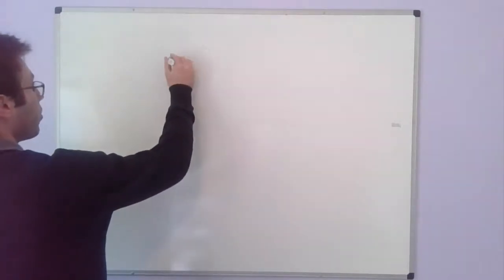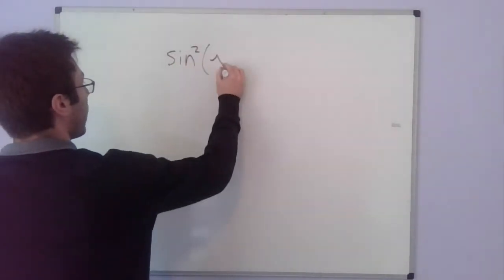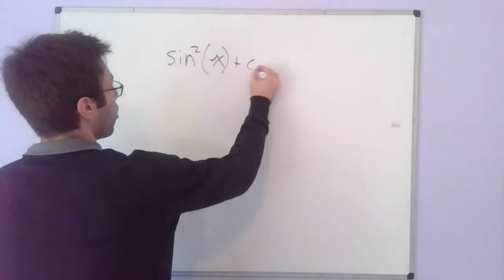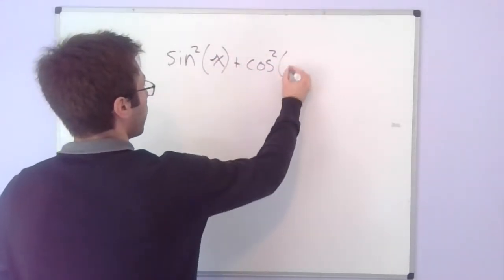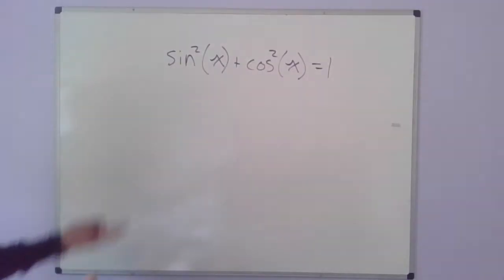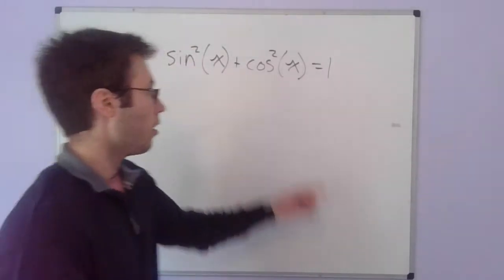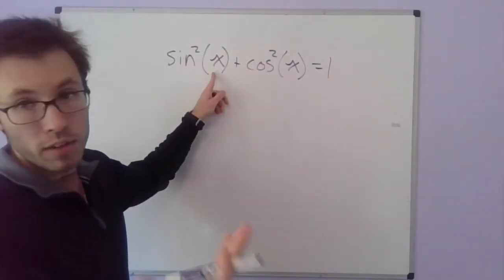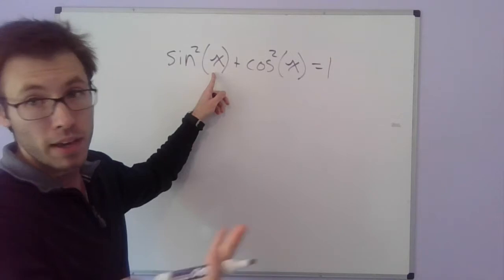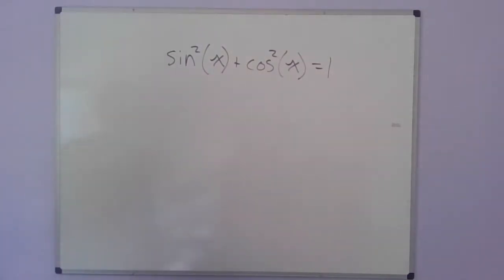The first thing is that we proved earlier in the class that sine squared x plus cosine squared of x always equals 1. And this holds true for any real number x. So x could be negative 1,000. It could be 100. It doesn't matter what x is for this equation.